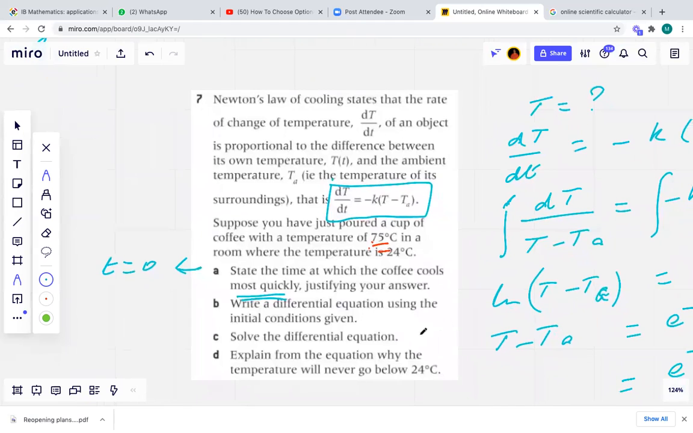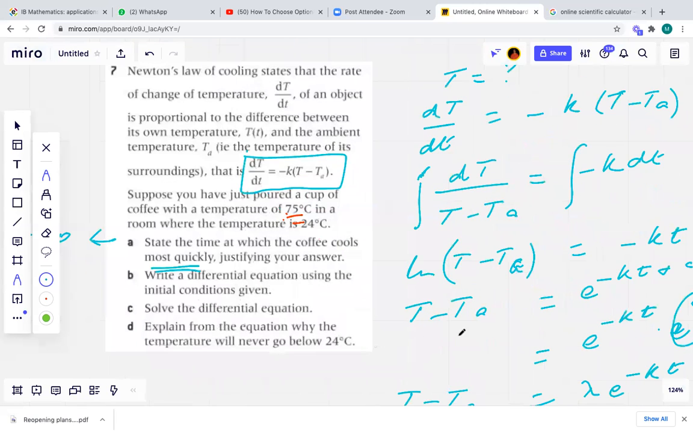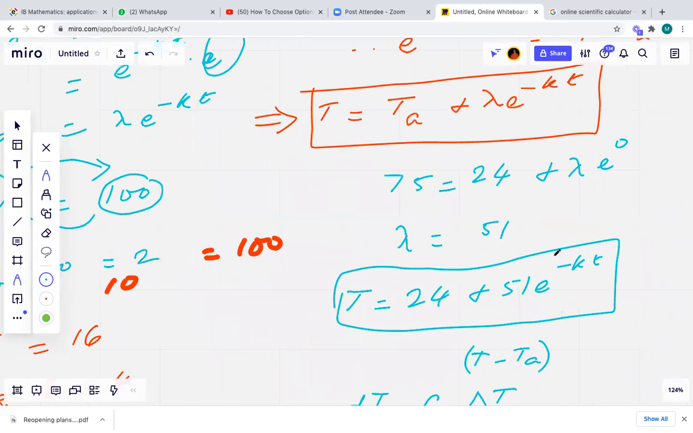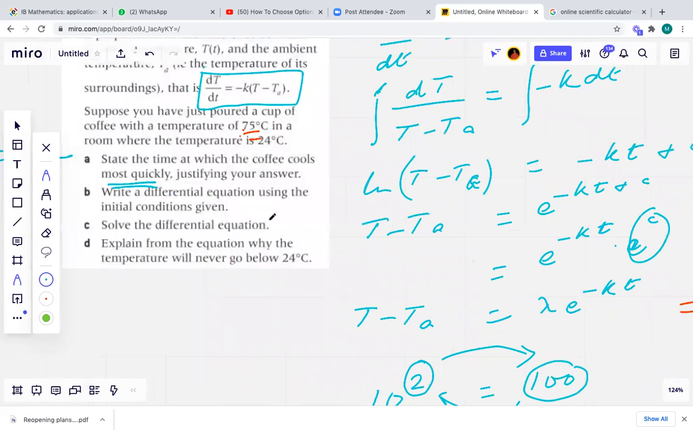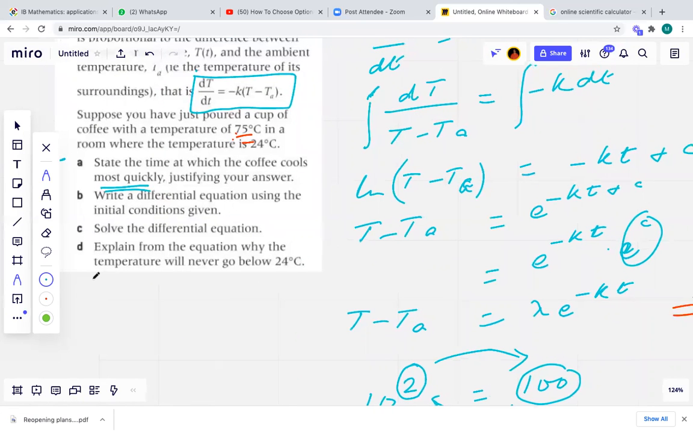Now write the differential equation using the initial conditions given. They've already written it. So solve the differential equation, we've solved it. Now explain from the equation why temperature will never go below 24 degrees Celsius. Why, sir? I don't know. You can explain, sir, please.